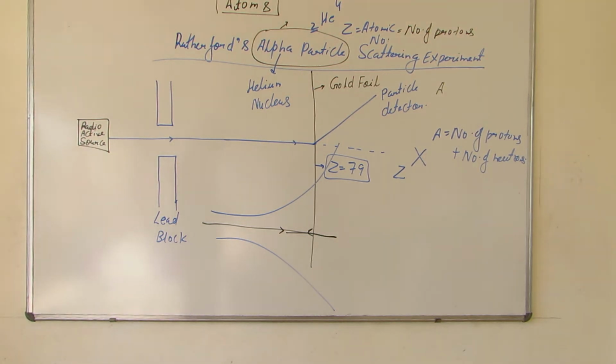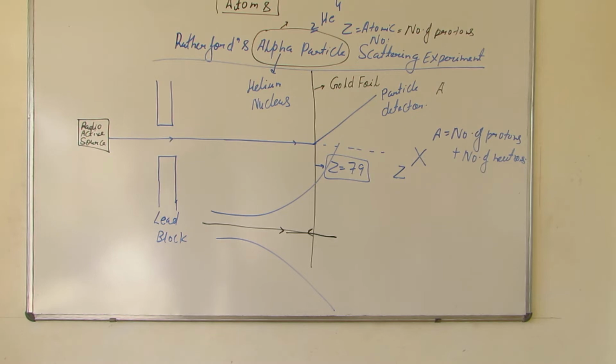So these were the three observations. Just to do the review: first, most of the alpha particles passed through the thin foil undeviated. Second, some of the alpha particles deviated to a great extent. And third, some of them rebounded back.